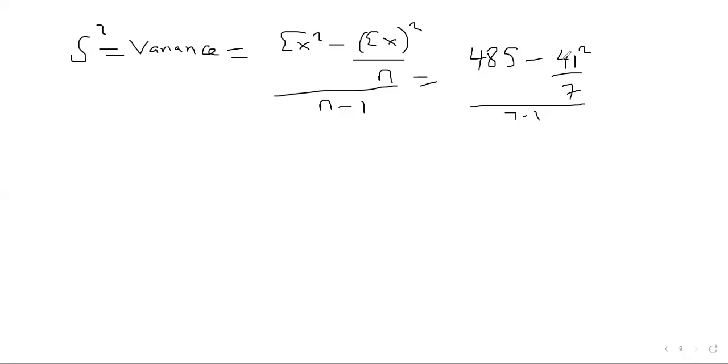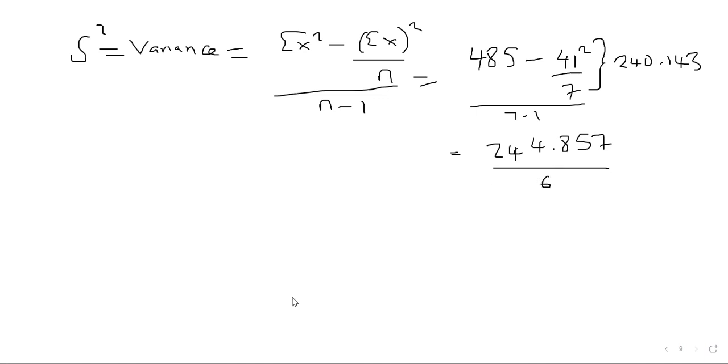So you start from here. 41 squared divided by 7 will give you 240.142. So 485 minus the 240, we're going to get 244.857. So you divide it by 7 minus 1, which is 6. So our variance, therefore, is going to be 40.81.